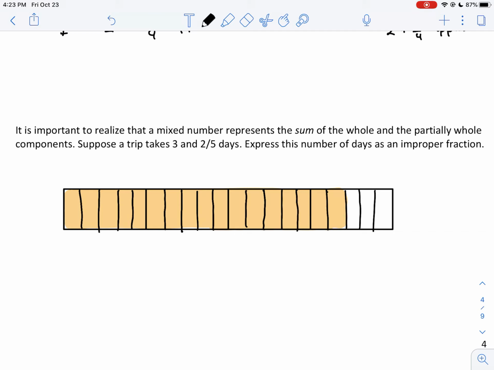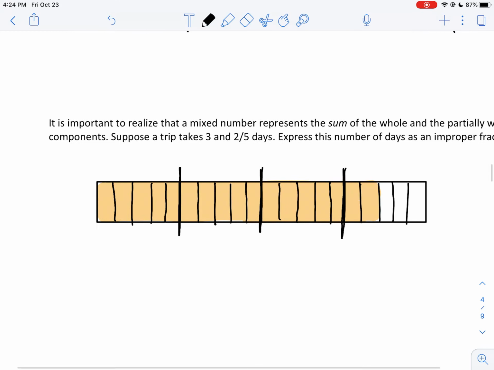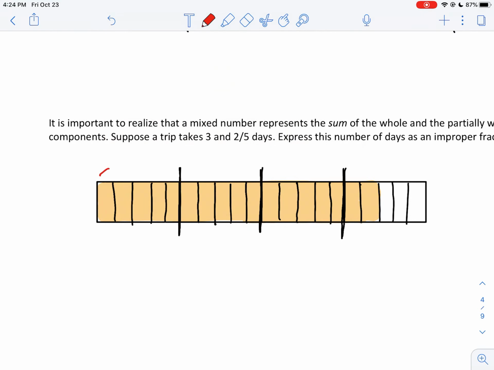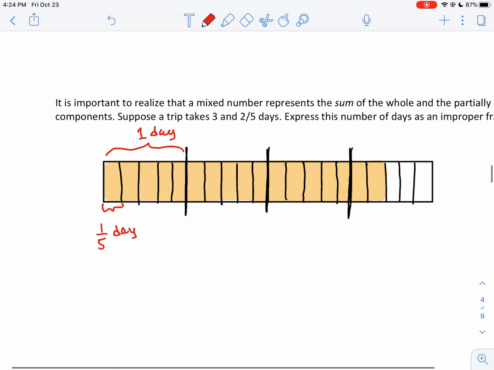There are a couple ways around this. Make a longer line separating the days. Something like this to keep the days separate. That's one way to do it. And then we can also do things like this where we say, okay, well, 5 of them is 1 day. One of these little pieces is 1/5 of a day. And here we see, well, how many do I have shaded?